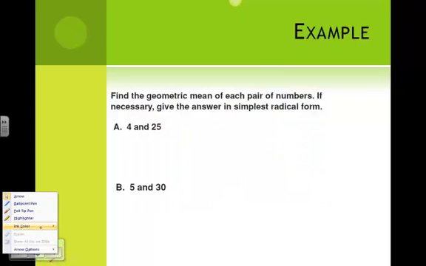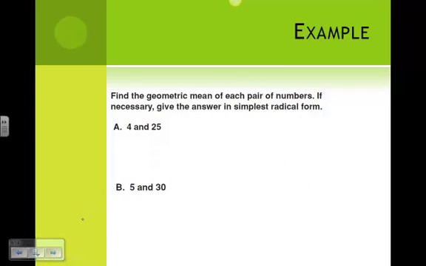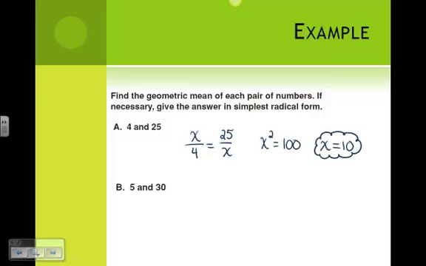So if we're just given two numbers here and they ask us to find the geometric mean of each pair of numbers and leave our answer in simplest radical form, all we have to do is make two of the numbers the same. I'm going to call them x in this case. So x is to 4 just as 25 is to x. So x is the geometric mean of 4 and 25. If we cross multiply, that gives us x squared equals 100. And if we take the square root of both sides, that gives us x is equal to 10. So 10 is the geometric mean of 4 and 25.